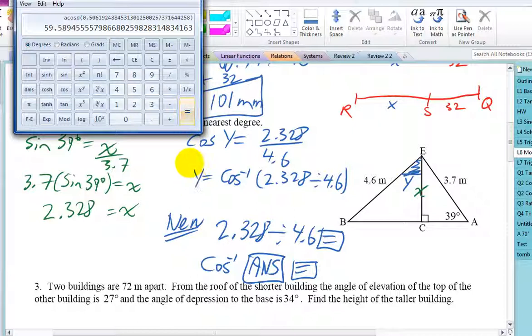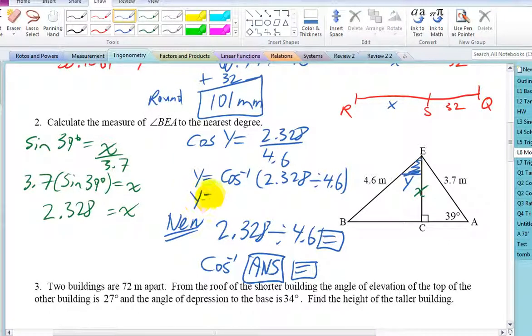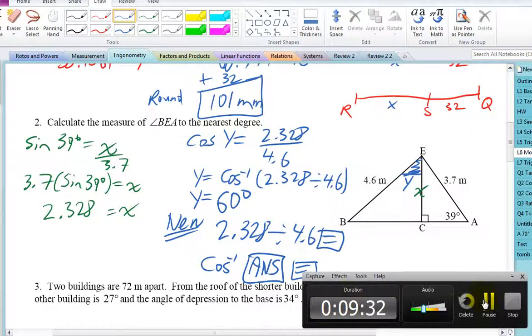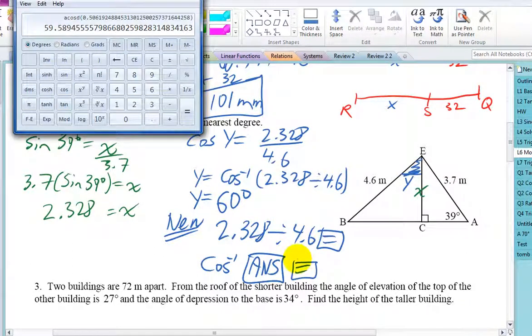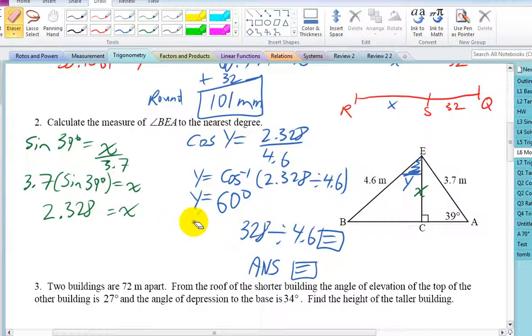So I want everyone to try it on the calculator so that you get 59.5 degrees, which we're going to round up to 60 degrees, because we're looking for the nearest degree. If you have any issues with your calculator, come up. So that's not the answer to the question though, is it? Because they wanted to know the whole thing.